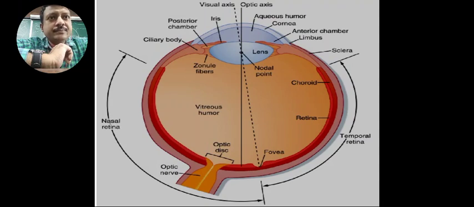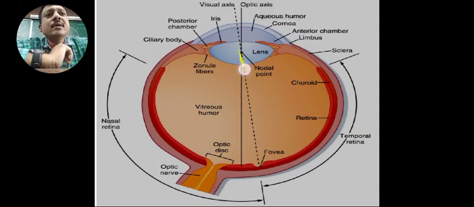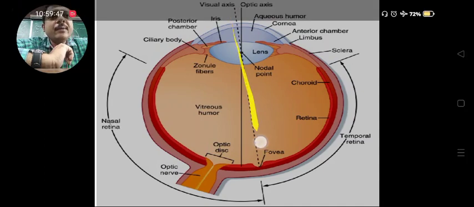Now this one is the visual axis and this one is the optical axis. Visual axis means the center point of the lens, and the center point of the lens joining to the fovea and the object on which the subject fixes his gaze. Okay, this one is the visual axis.